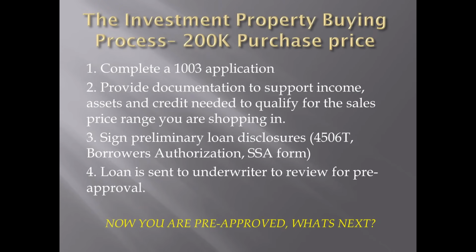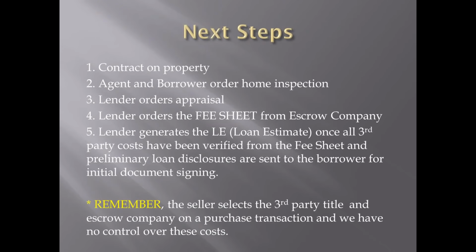Now what's next? You're going to contract on a property. The pre-approval is good for 120 days now. Fannie Mae recently increased the length that they'll allow a credit report from 90 days to 120. So once you're pre-approved, you're good for 120 days. Assuming that you find a good property, we're going to contract on that property.